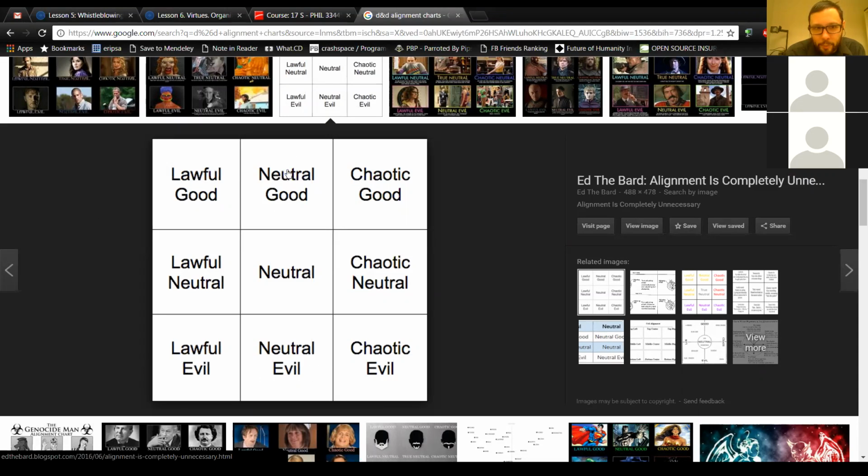And then vertically, you have good on top, neutral in the middle, and evil on bottom. So going from left to right, you have lawful, rule following, neutral, not rule following, but not anti-rule following.